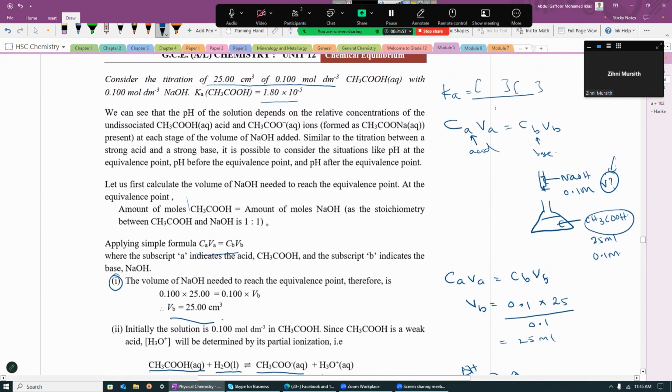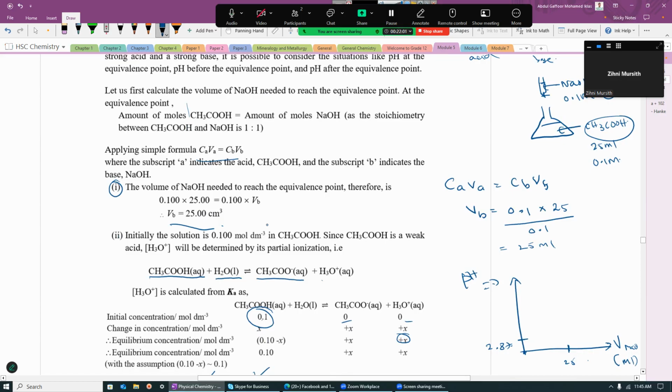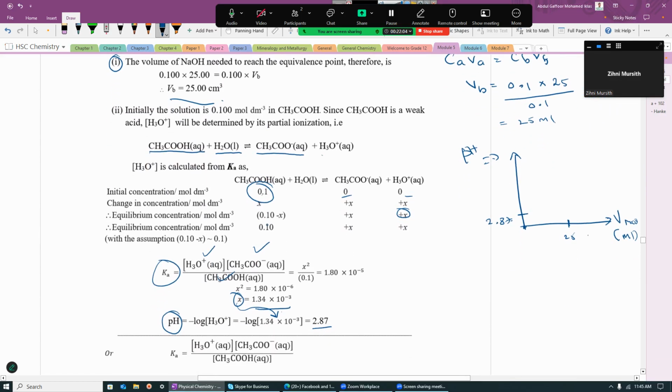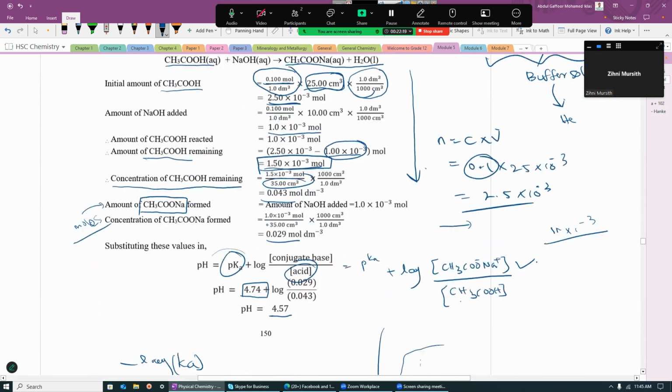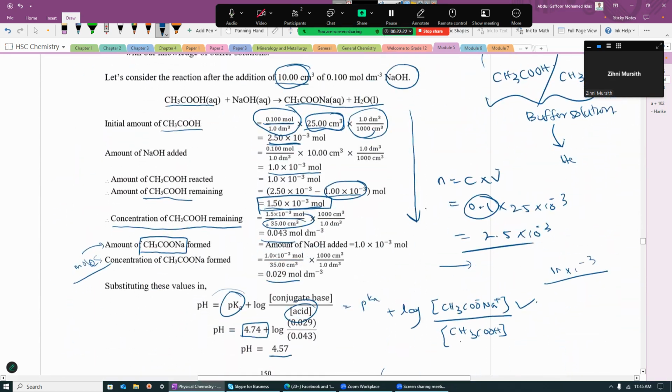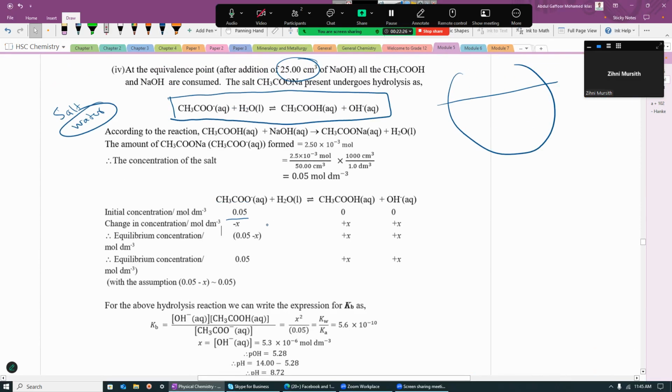We already discussed. Since the reaction happens according to stoichiometry, and since we have used this 2.5 into 10 power minus 3 mole of NaOH, everything should have been consumed. So how much of this salt will be produced? That is obvious. Do you understand? Okay, that is obvious, right? So definitely the amount equal to the NaOH will be formed as salt, right? So that is going to be 2.5 into 10 power minus 3. This is nothing but the amount of NaOH. So the same amount of salt will be produced.